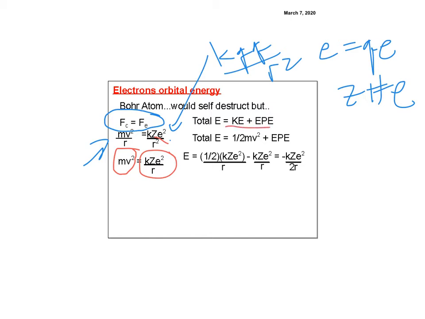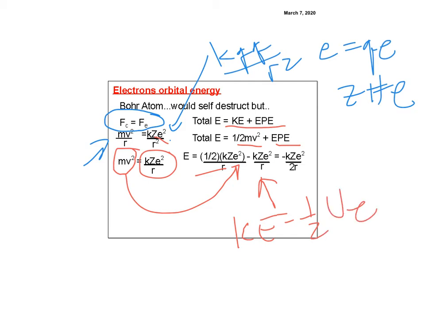So when I'm looking at the total energy, which is kinetic energy plus electrical potential energy, it's 1/2 mv squared plus EPE. Well, EPE is still kq over r. And now for the mv squared, I plug that in here with a 1/2 in front of it. And so you end up with kZe squared. So basically, the kinetic energy is equal to half the electrical potential energy, just according to the equation that we have. Kind of interesting, I think.